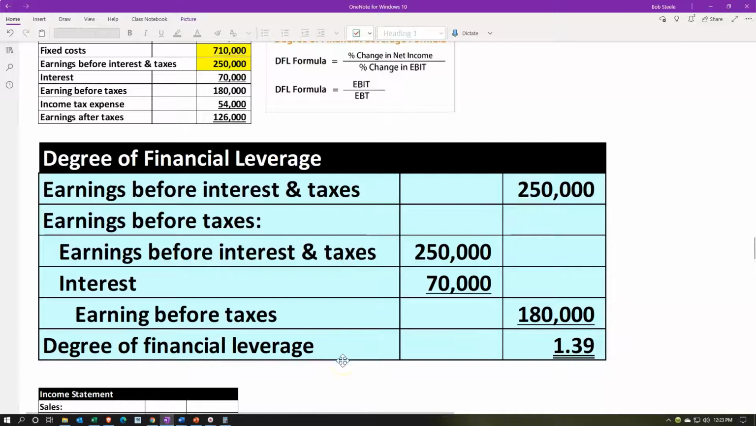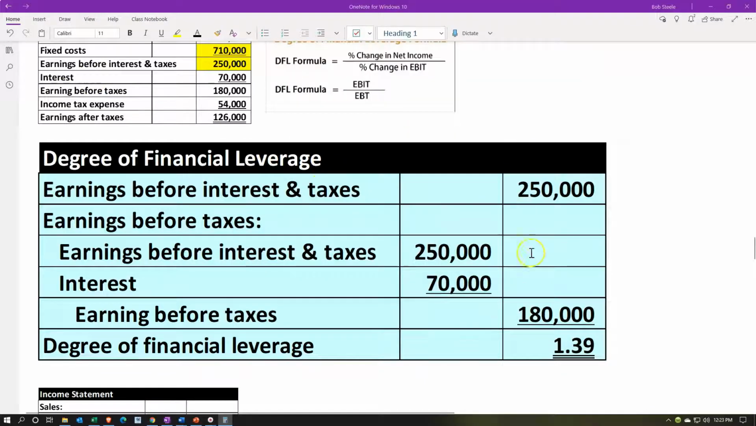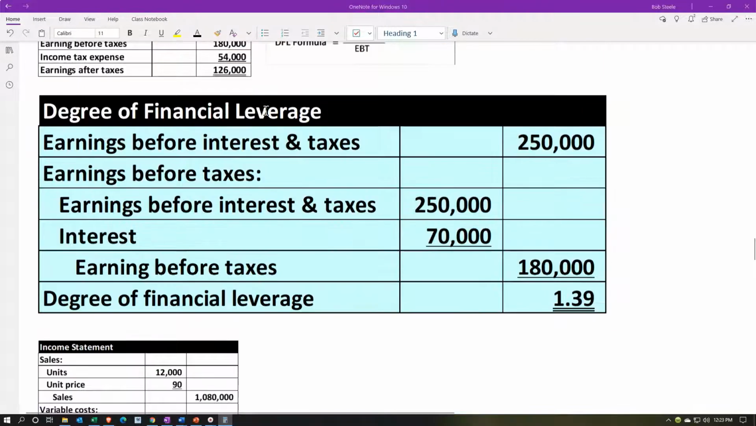But once you have the numerator and denominator, we can then divide those two out. So we can just simply say then, we're going to have the 250,000 divided by the 180,000. We're still at the 1.3888, or rounded to 1.39. No change for the degree of financial leverage. There was a change with the degree of operating leverage.